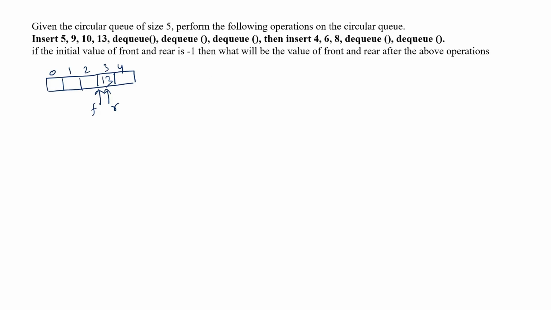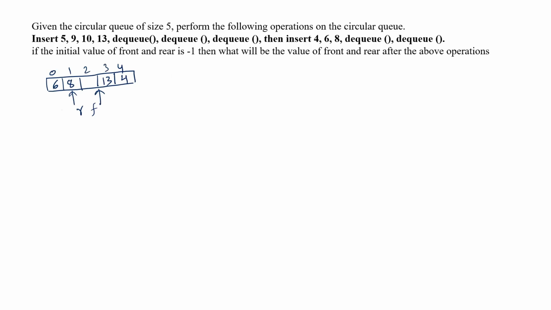Now, again we are inserting 4, 6 and 8. If we insert 4 here, the value of R will increase and R will come here and 4 I will insert on this index. This 13 will remain here only. What is next? This is a circular queue. So 6 will be inserted now at the 0 index. So this R will become 0 after max minus 1. If you insert one more element, 8 will come here and the value of R will increase again. So the value of R is now 1.